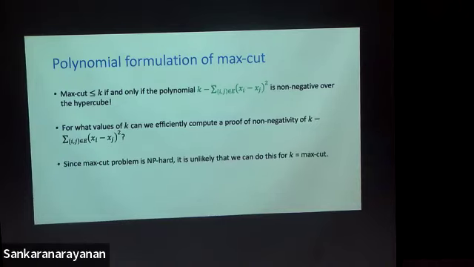Yeah, so it's unlikely that we'll be able to prove that this polynomial is non-negative for k equal to the max cut value, because if we can get a low degree SOS proof of that, then that will imply a polynomial time algorithm for the max cut problem. But since we know that the max cut problem is NP hard, it's unlikely that we can prove this for k equal to the max cut value. So k will have to be something larger than the max cut value. We'll come to that a little bit later if we have time and see what we can say. Any questions?